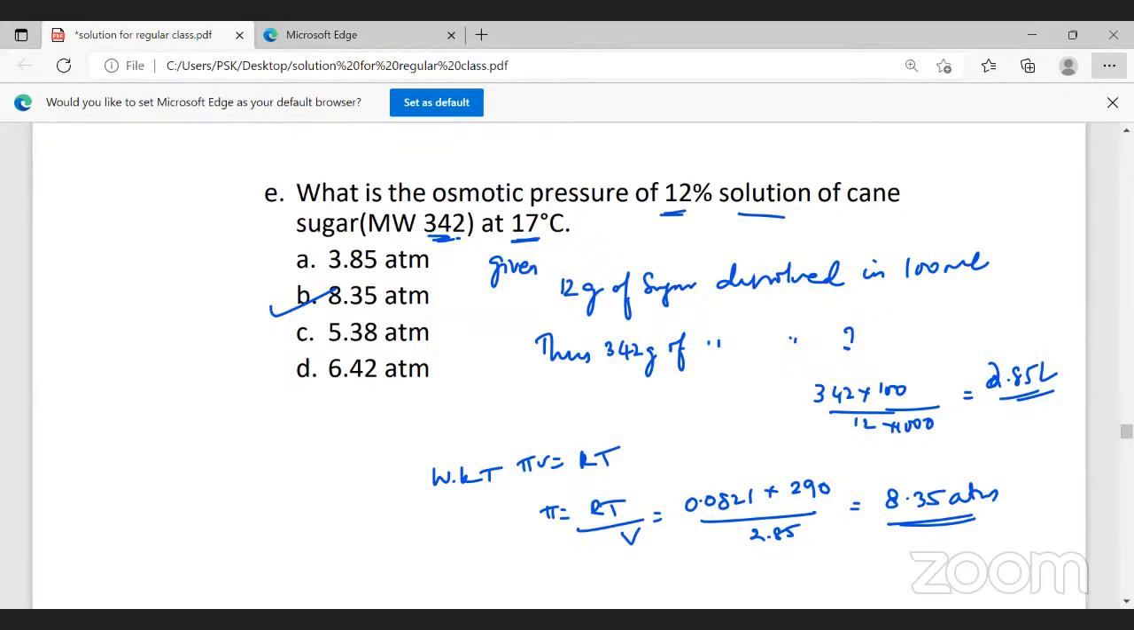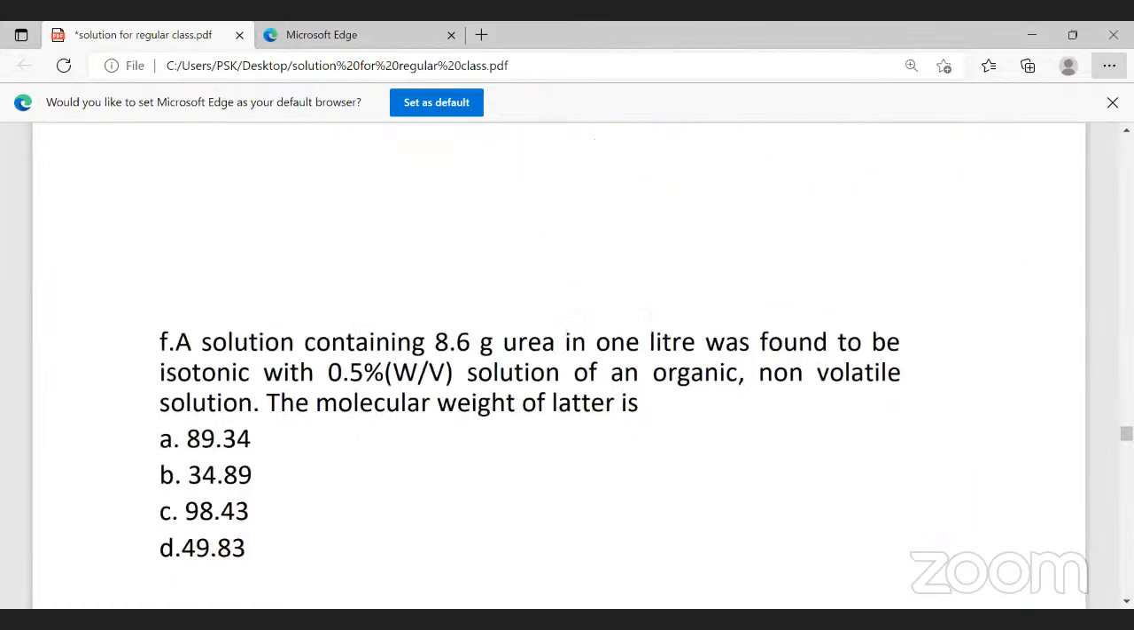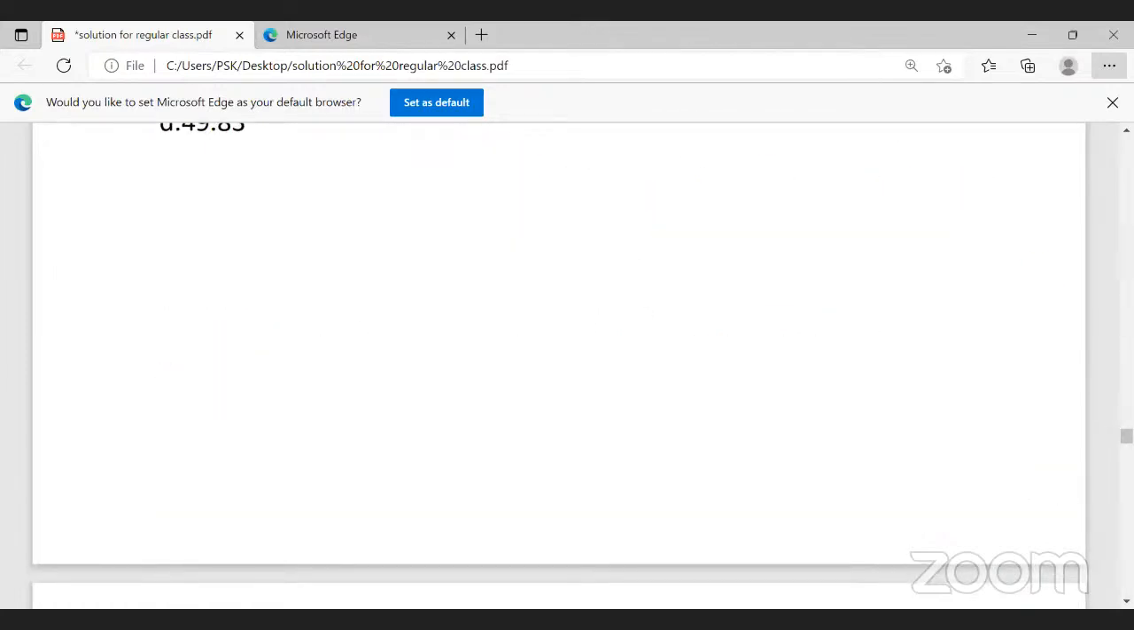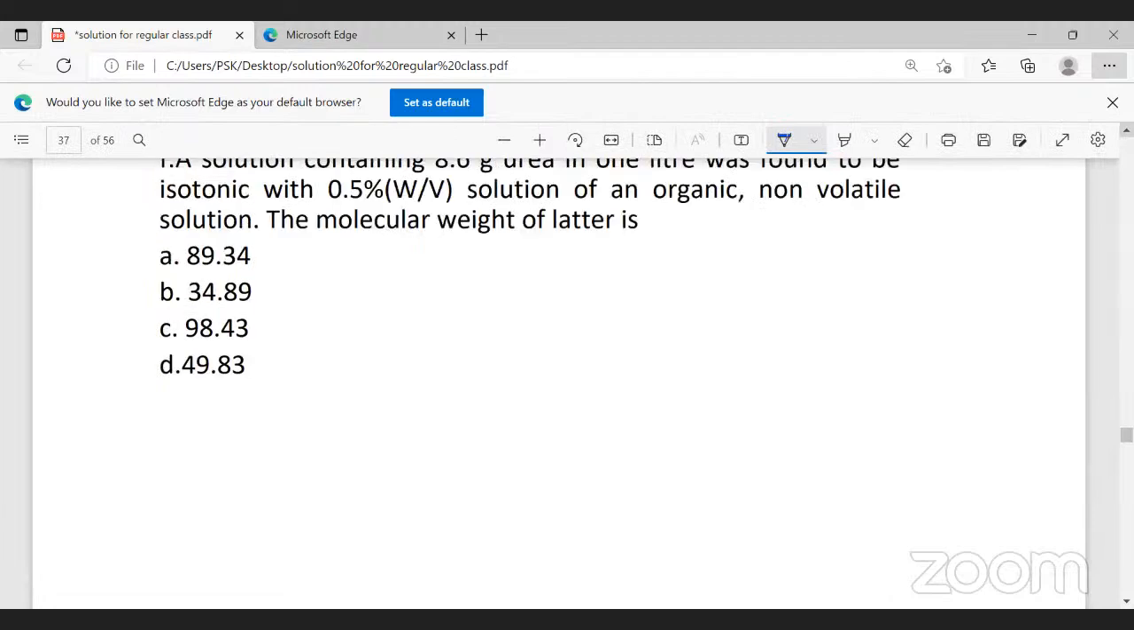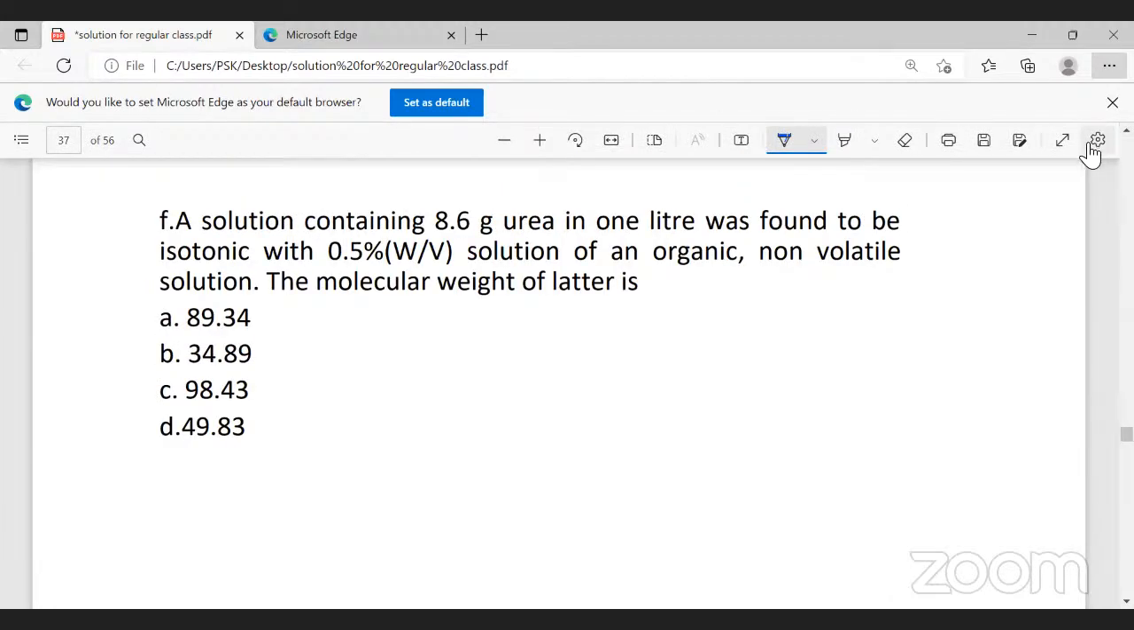Go for the next problem. A solution containing 8.6 grams of urea in 1 liter was found to be isotonic with a 0.5% weight per volume solution of an organic non-volatile solute. Find the molecular mass of the latter.